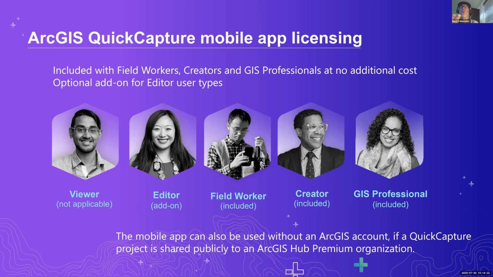But as far as what QuickCapture comes with, if you have field worker users, these are people that are allowed to edit, and they also get the field apps bundle. So they can use Survey123, Collector, QuickCapture, all these applications. That's included with that type of user. In order to use QuickCapture, you've got to be able to edit data, right? So you've got to be an editor of some sort. If you're an editor, you can add on the license for the application, but it's included with the field worker, the creator, and the GIS professional. So I think many of you who are GIS users already have this license.